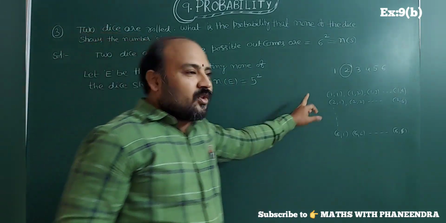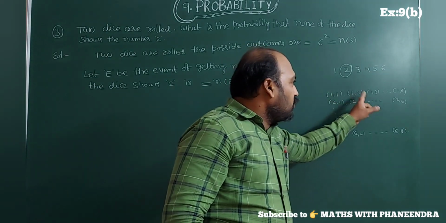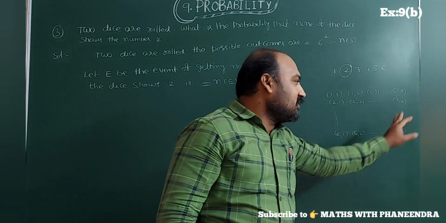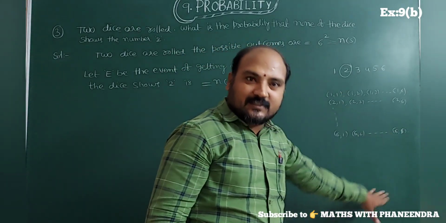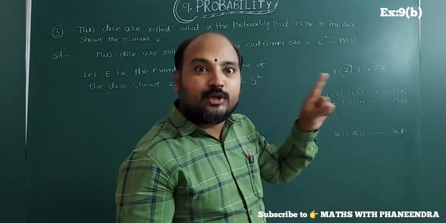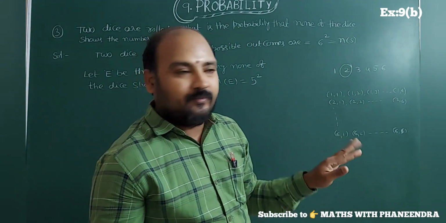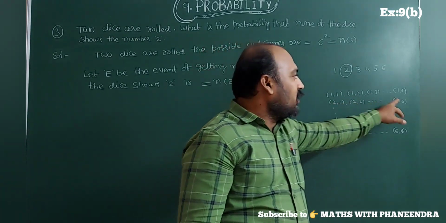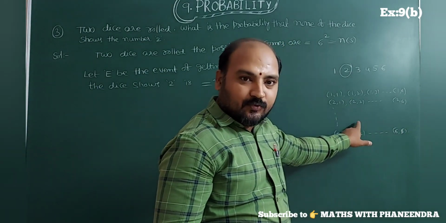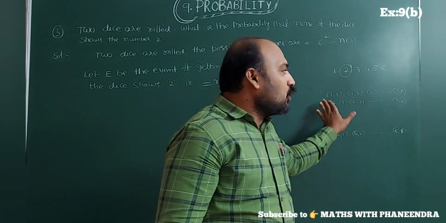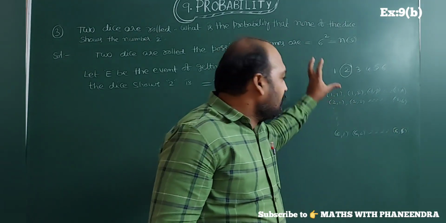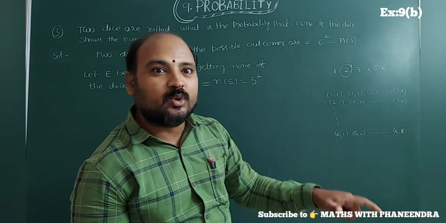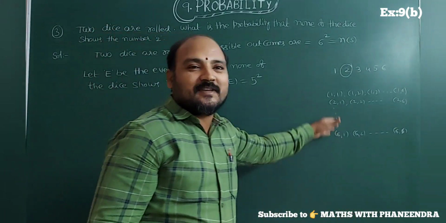Now observe carefully. 1, 1, 1, 2, 1, 3 and so on, 1, 6. 2, 1, 2, 2, 2, 3 and so on, 2, 6, and so on. 6, 1, 6, 2, 6, 3 and so on, 6, 6. So in this 36, the pairs containing 2 cannot be taken. So 1 comma 2. Next, the pairs containing 2: 2, 1, 2, 2, 2, 3 and so on, 2, 6. 3, 2, 4, 2, 5, 2, 6, 2. These total 11 are there. Out of 36, these 11 you have to separate. The rest are the numbers not containing 2, which are 25. Both are the same.